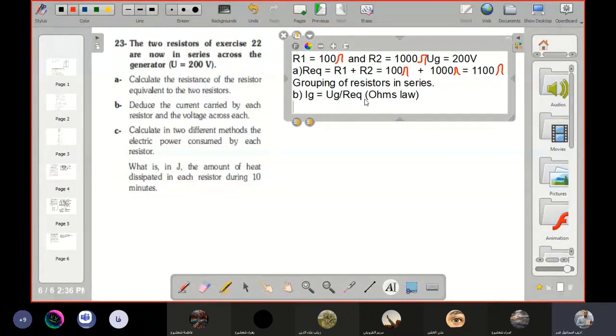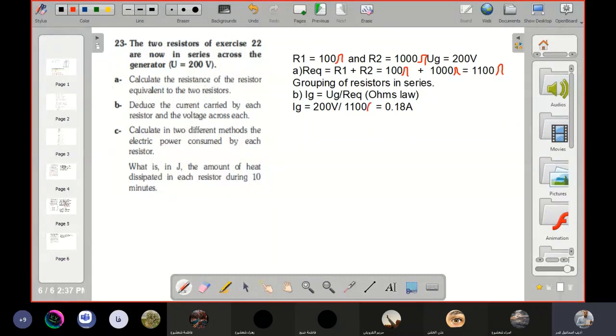Then Ig equals 200 over R equivalent, which is 1100 ohms. Ig equals U generator over R equivalent, 1100 ohms. And now the answer is 0.18, what? Amperes. Okay? So let me put the symbol of the ohm here.